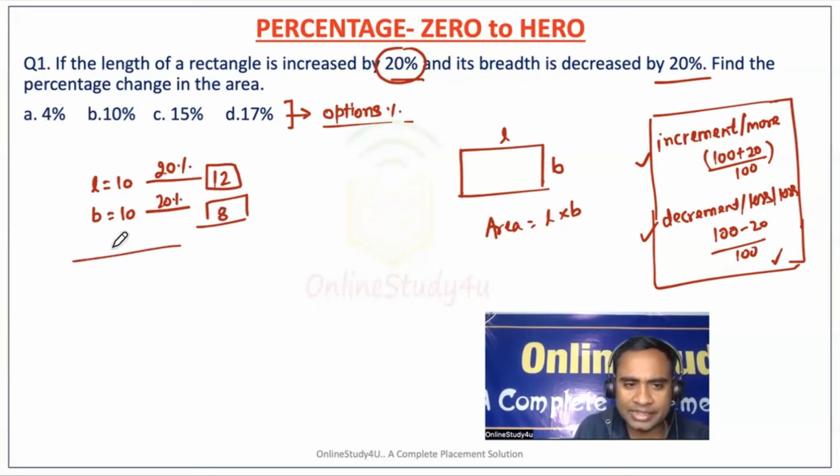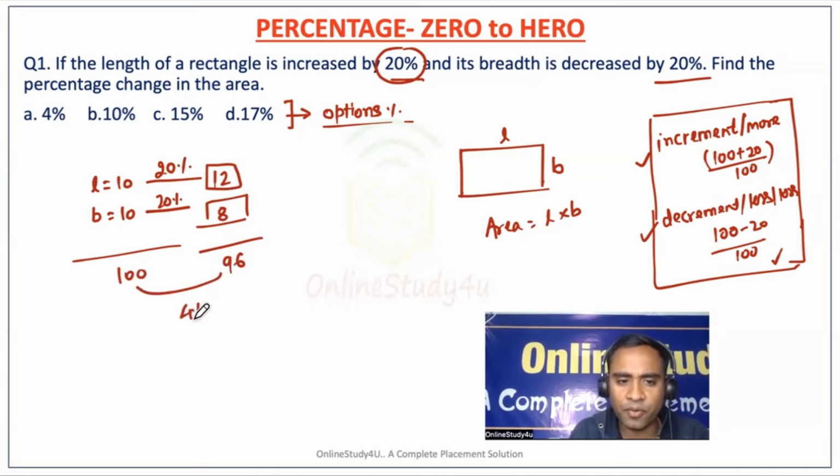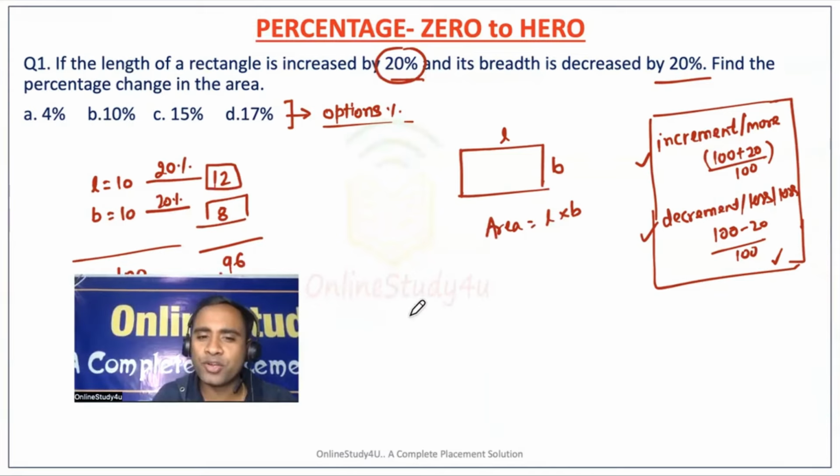So the area, length into breadth, was 100. And this is the changed one: 12 into 8 is 96. So what is the difference? The difference is 4%. That's all. You will be getting the answer. Sir, I want to assume 20. No problem, assume 20.